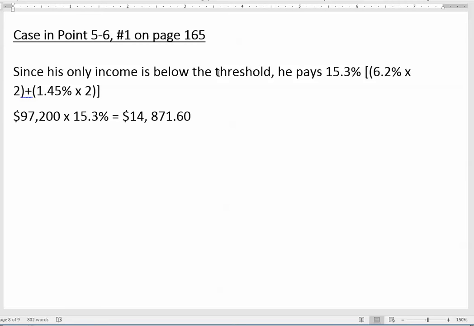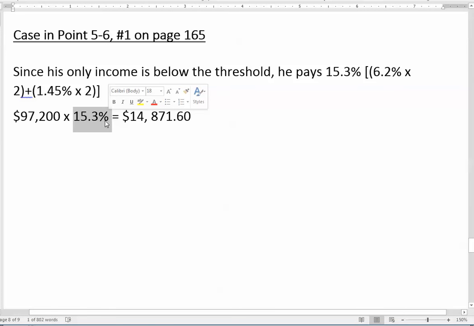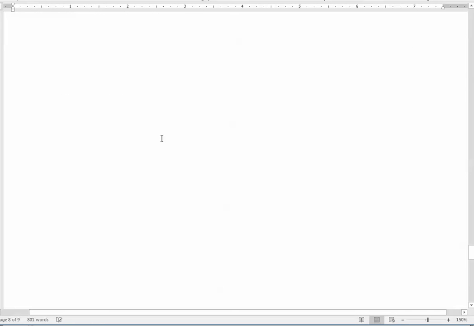So Samuel's net self-employment income, he's going to pay 6.2 times 2: 6.2 for him, 6.2 for the employer, and 1.45 for Medicare times 2. So it ended up being 15.3%. I don't recommend that you do this 15.3% on every problem, because as we'll see in the next problem, it can be a little confusing doing that. So 97.2 times 15.3% is 14,871. What we could have done is 97.2 times 6.2% times 2, 97.2 times 1.45% times 2, and then added it together. Okay, let's look at number 2.